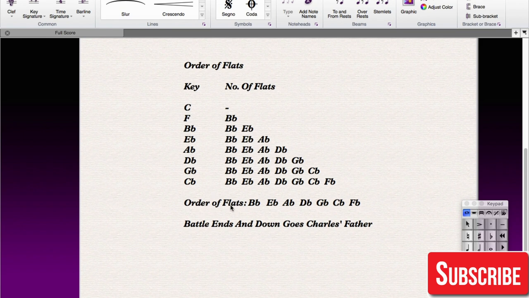And so the order of flats that we have eventually will be B flat, E flat, A flat, D flat, G flat, C flat, and F flat. And you can use the reverse of the order of sharps, which is Battle Ends and Down Goes Charles's Father. So that gives us our order of flats.